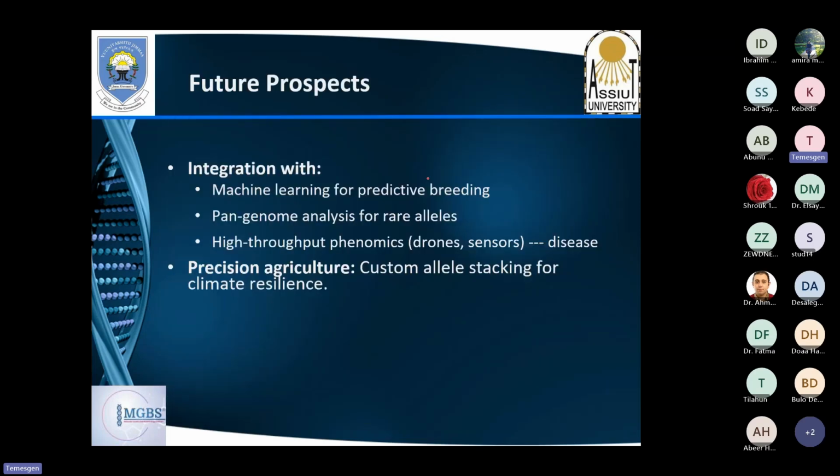In the future, as a recommendation, we should integrate new technologies like machine learning, consider pangenomics to identify very rare alleles. High throughput phenotyping is very important, using drones and precision agriculture. So we have to do custom allele stacking for climate resilience to consider these adapted alleles.